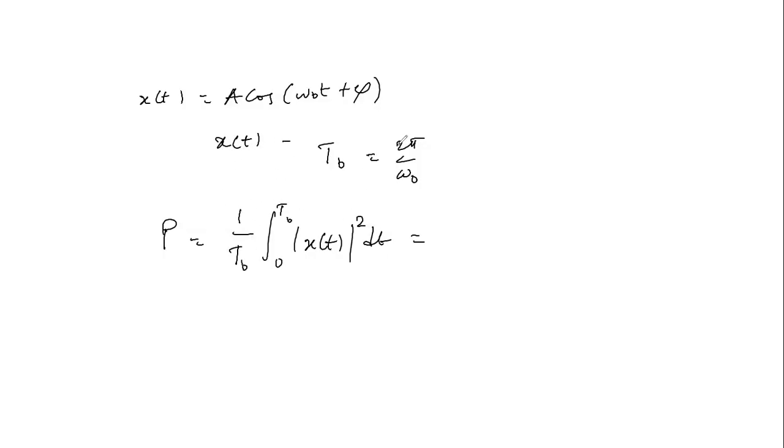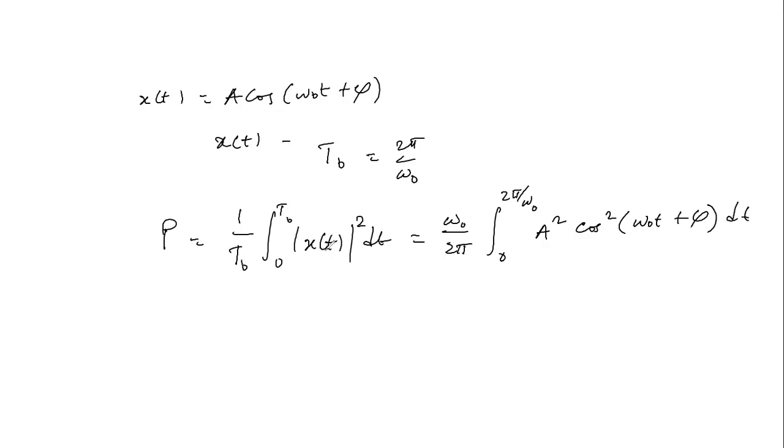So once we substitute the fundamental time period parameter here, we have omega naught over 2 pi, integral from 0 to 2 pi over omega naught, then a squared, because this is mod S of t squared, cos squared of omega naught t plus theta, dt.